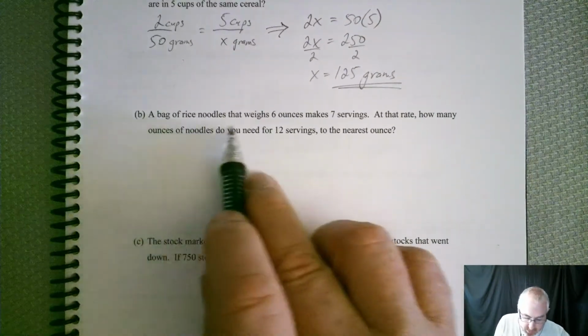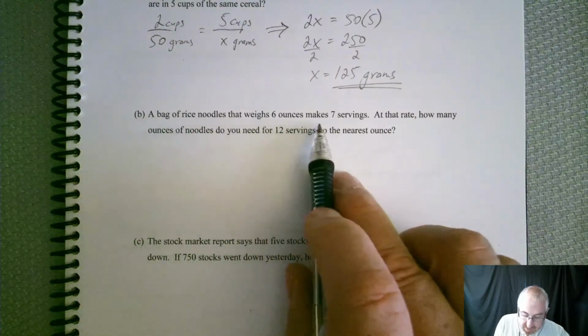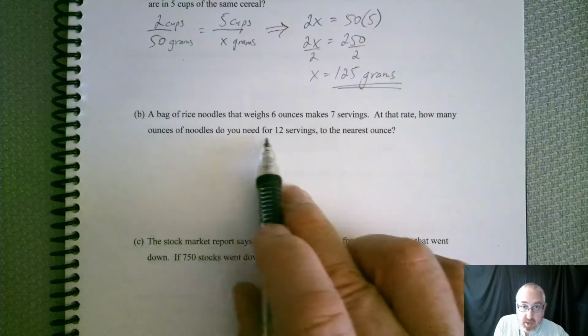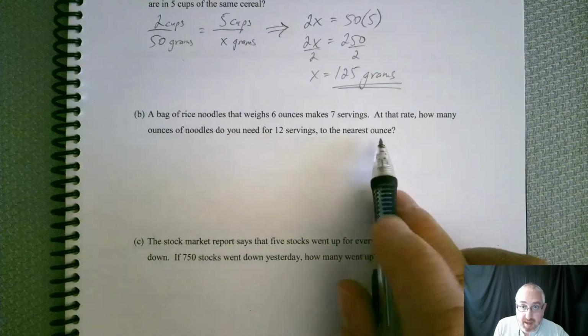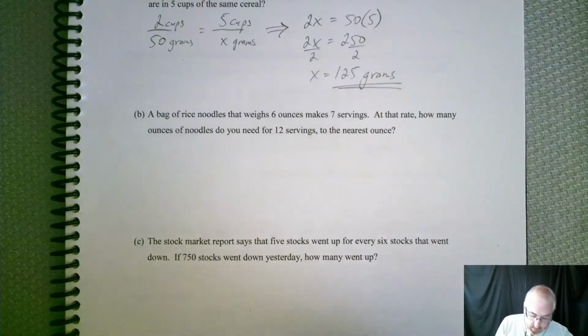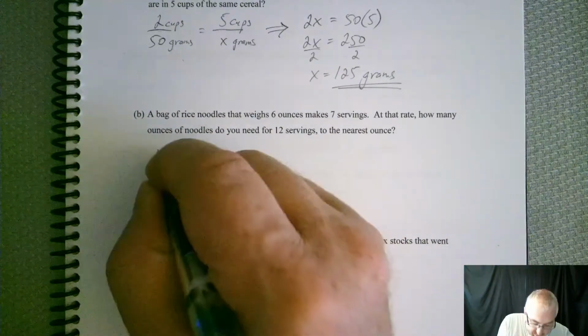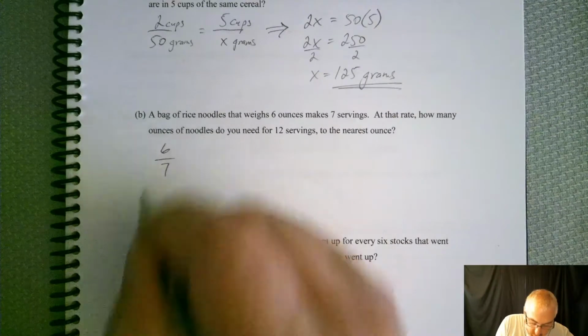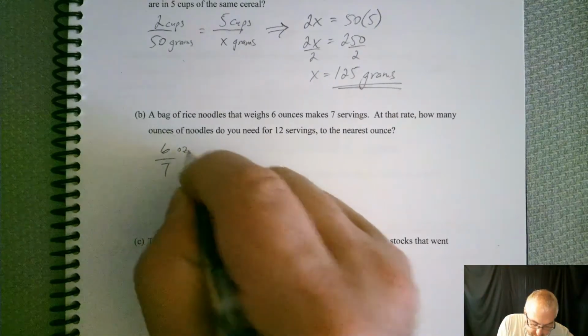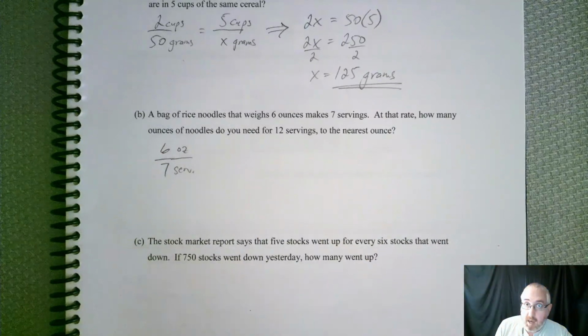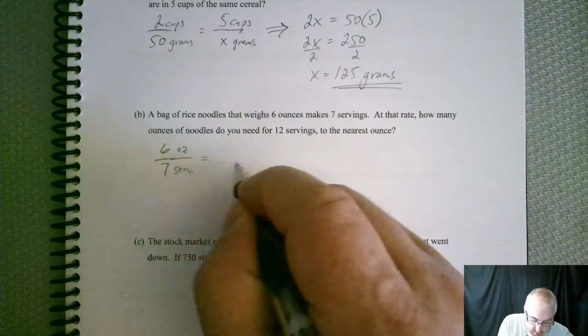A bag of rice noodles that weighs 6 ounces makes 7 servings. At that rate, how many ounces of noodles do you need for 12 servings to the nearest ounce? Well, again, those two things are linked. So let's write that as one side of our proportion. So we had 6 over 7. And if you want to put the units in, that helps obviously get the other side.